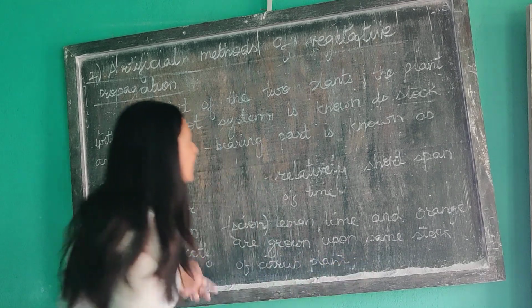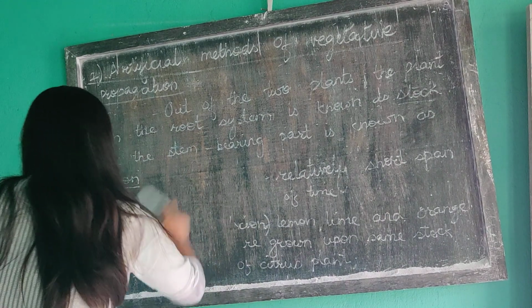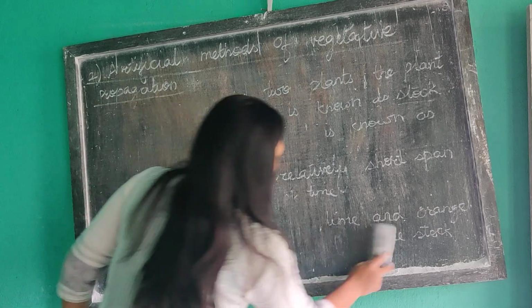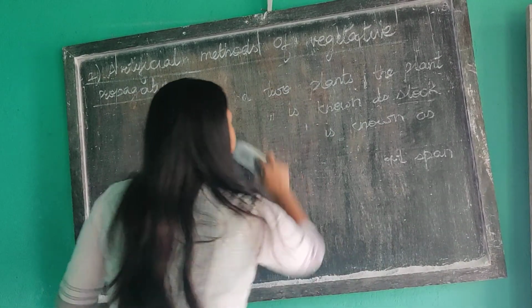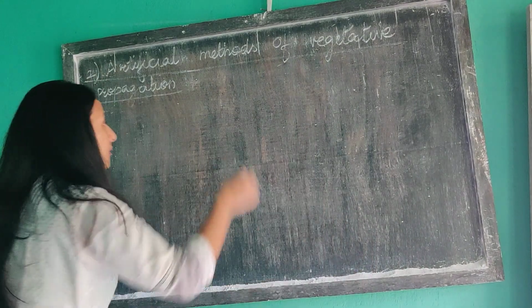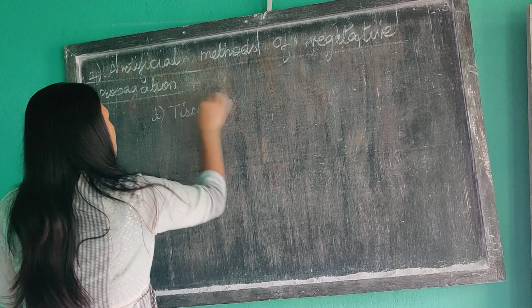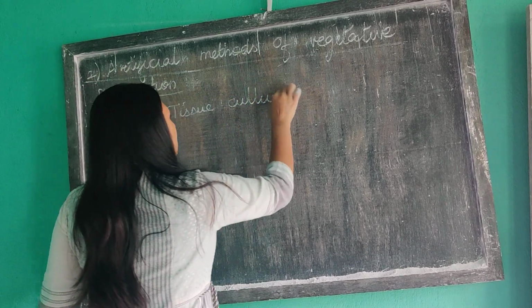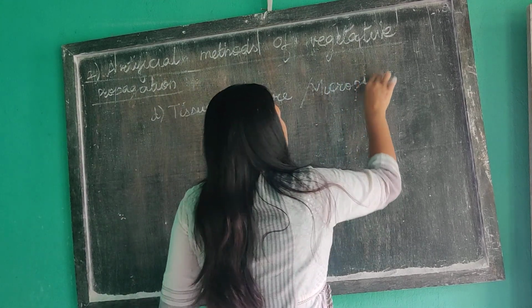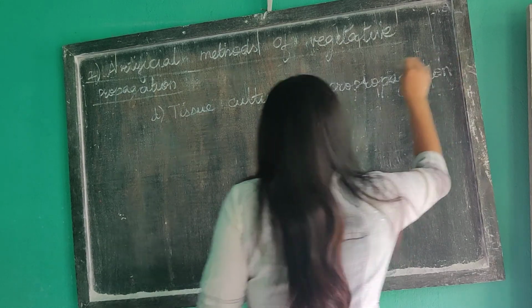Alright, now the last method of artificial method of vegetative propagation is tissue culture, or it is also known as micro propagation. Okay, tissue culture or micro propagation. So now what is done in this method?